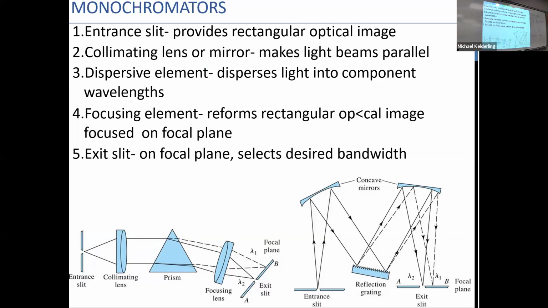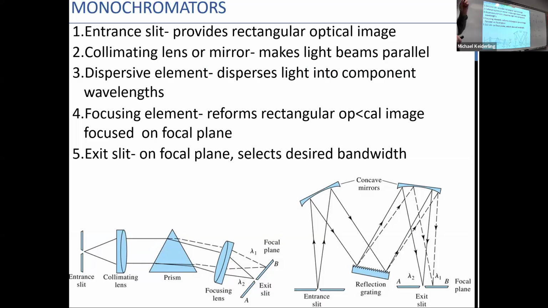And then usually what wavelength you're choosing is done by rotating the prism or moving the exit slit, or rotating the grating or moving the exit slit. And I think generally it's rotating the grating, just because mechanically that's pretty easy, and it lets you move it sort of side to side.